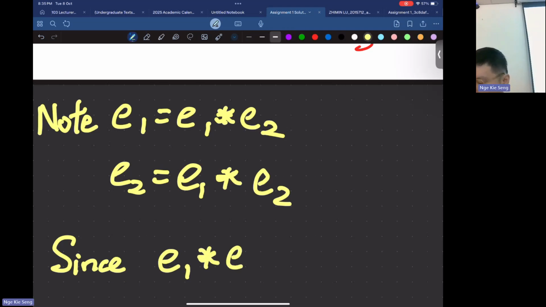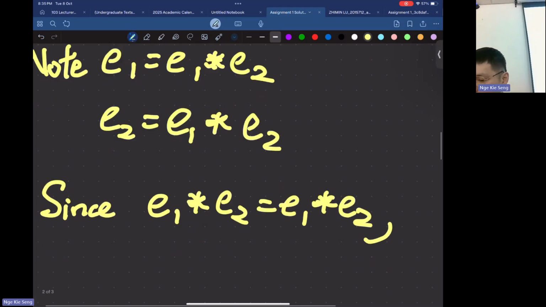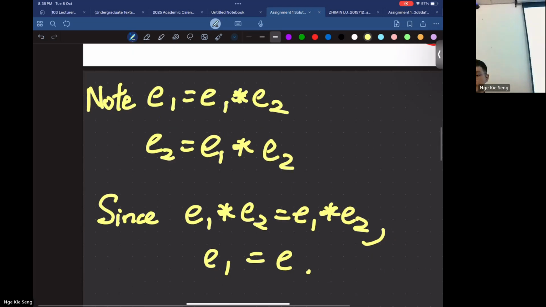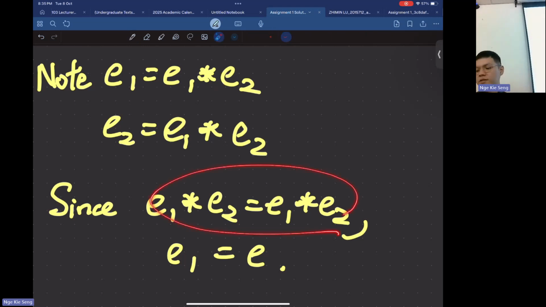Since E1 star E2 equals E1 star E2, E1 equals E2. Anything wrong with this? Sounds a little bit funny. Funny is not because these two are equal. Funny is because of this implication here.